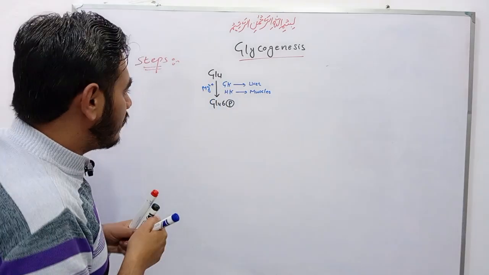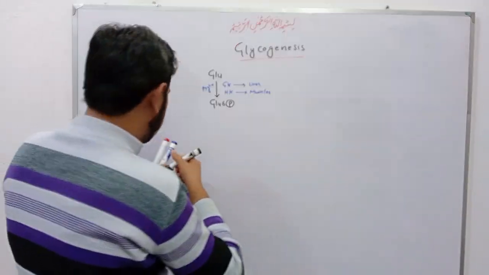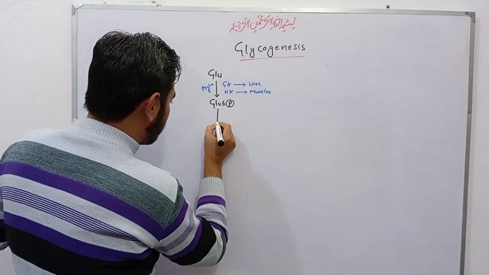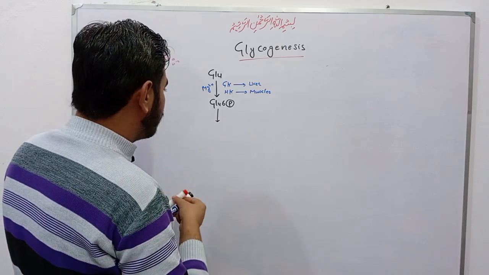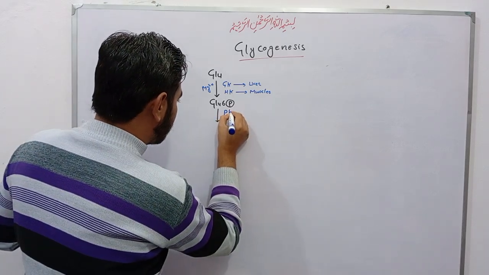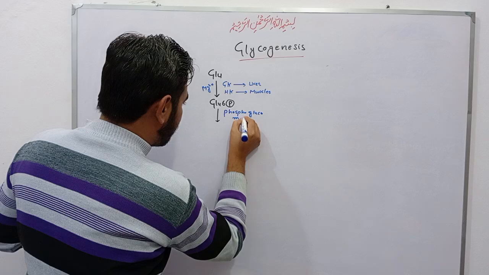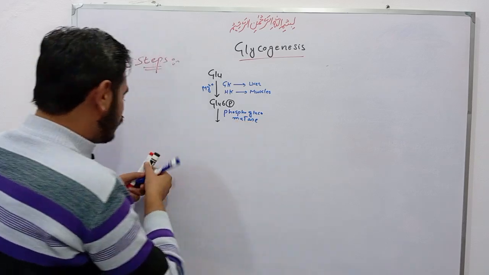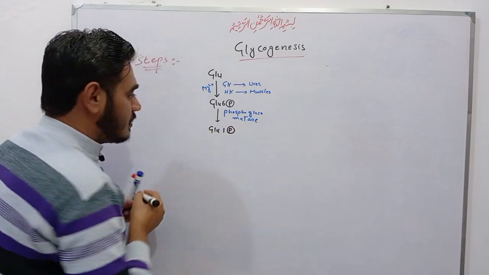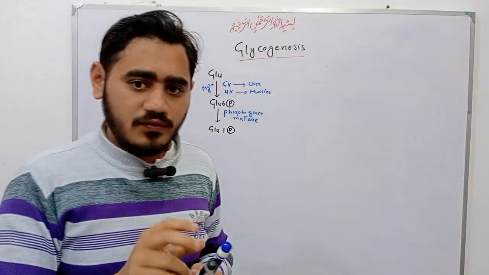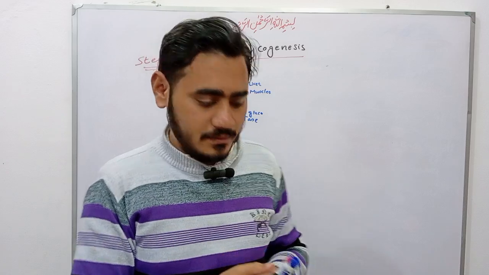In the next reaction, this glucose 6 phosphate, by the action of the phosphoglucomutase enzyme, converts into glucose 1 phosphate. This mutase enzyme is responsible for shifting the phosphate group from carbon number 6 to carbon number 1.